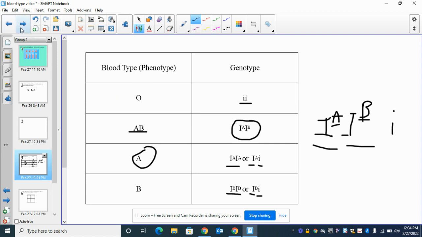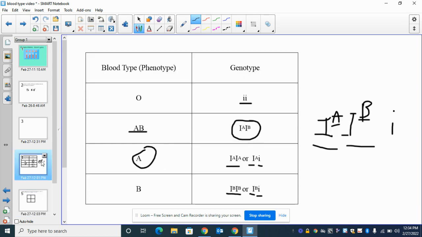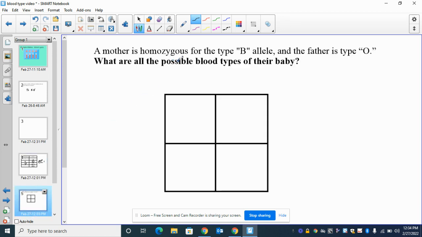So let's do a couple of example problems to see how this is going to work in a Punnett square. A mother is homozygous for blood type B. Well, let's write that in. Again, here are our options for our genotypes for blood type B: both B alleles, or one B and one O. Now it said she was homozygous for blood type B, which means we have both B alleles. So I'm going to write these in here. And guys, I apologize, I'm using my mouse to write these in. So she is homozygous for blood type B. Father is blood type O. That's all the information I give you.